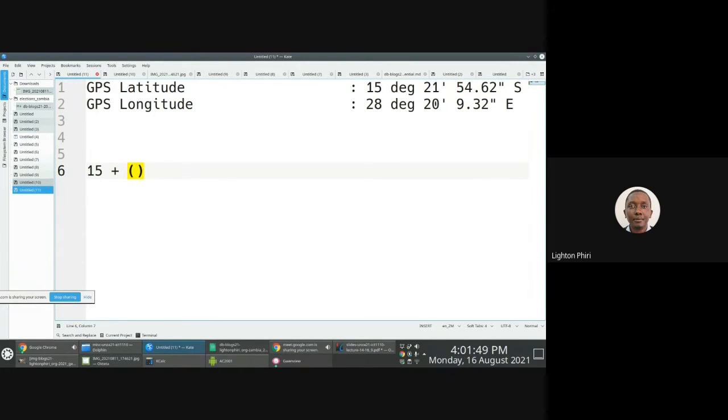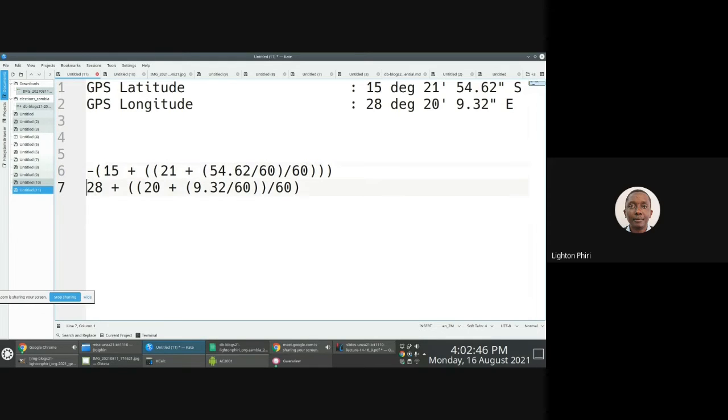south also. It would be 21 plus this divided by 60, then this divided by 60. I think I'm doing the right thing here. I don't know, if I'm not, that's fine also. So this would be the latitude, and the longitude is 28 plus 20 plus 9.32 divided by 60. I guess it's an approximation, divided by 60 also. So this is east, south. If you remember your calculations here, the latitude is a negative value, right? And then this is east, so it's positive, it's fine.